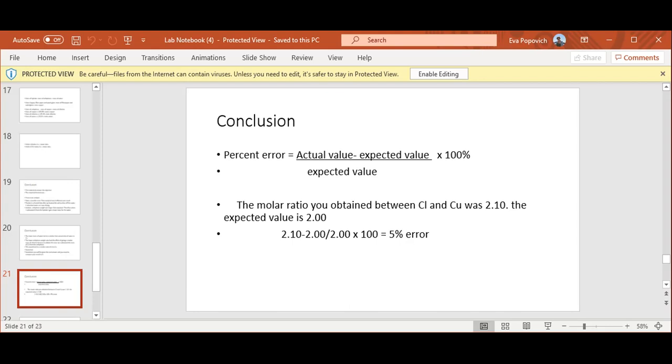If you determined the molar ratio between copper and chlorine was 2.10, and I tell you the real value was 2.0, then to get the percent error, you take the value you got, 2.10, minus the value you should have gotten, 2.00, divide that by the value you should have gotten, multiplied by 100. In this particular case, this came up with a 5% error. Any questions?